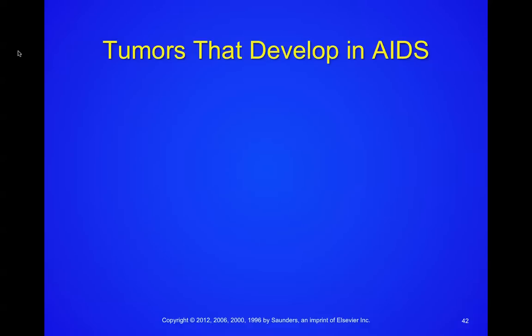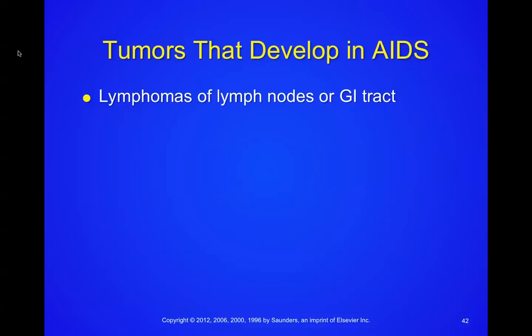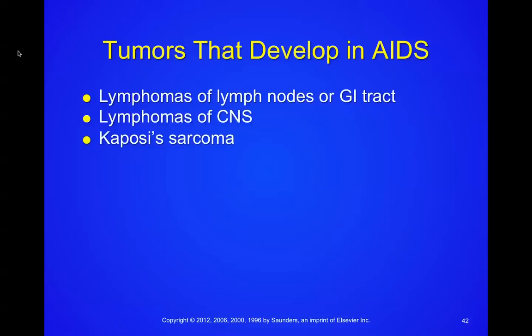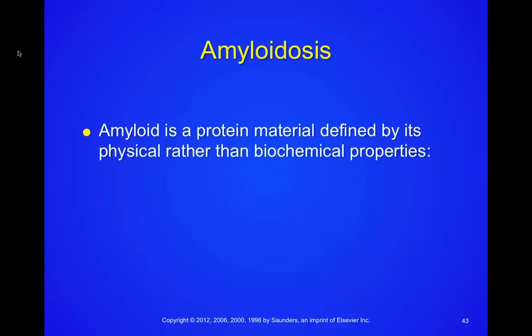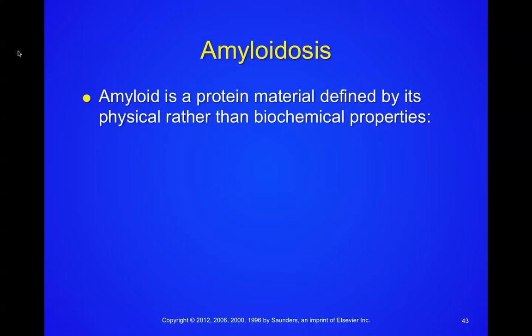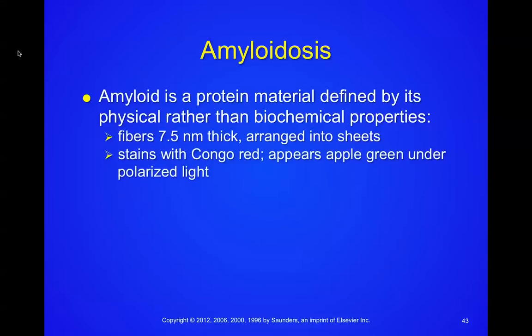AIDS patients show an increased incidence of all tumors, but especially lymphomas of the lymph nodes or GI tract, and lymphomas of the central nervous system. Also a distinctive skin tumor called Kaposi's sarcoma. Finally, amyloidosis is a group of diseases in which one or more organ or organ system accumulates deposits of amyloid, an abnormal protein defined by its physical rather than its biochemical properties. These amyloid deposits often develop as an abnormal immune or inflammatory system response. Amyloid forms distinctive, thin, nanoscopic fibers which arrange themselves into sheets. It can be detected because it stains a certain way with Congo red.